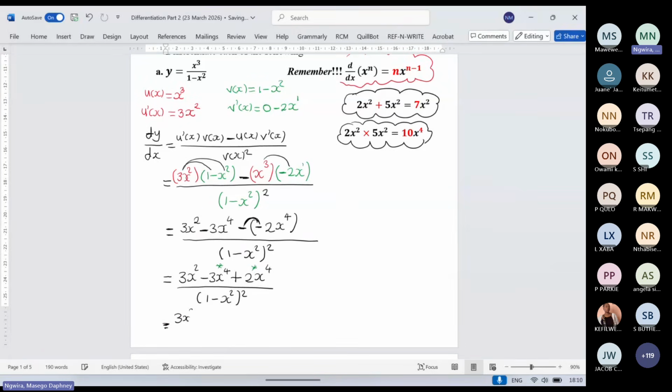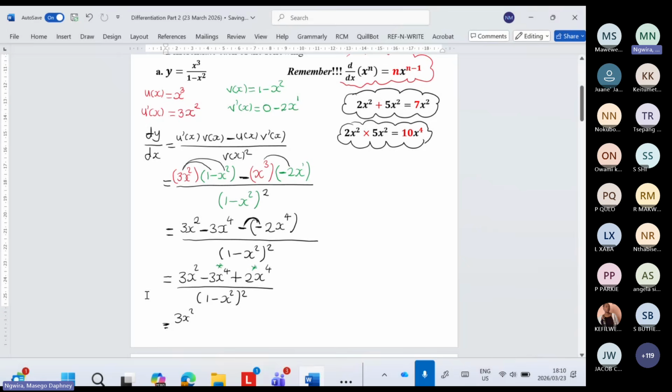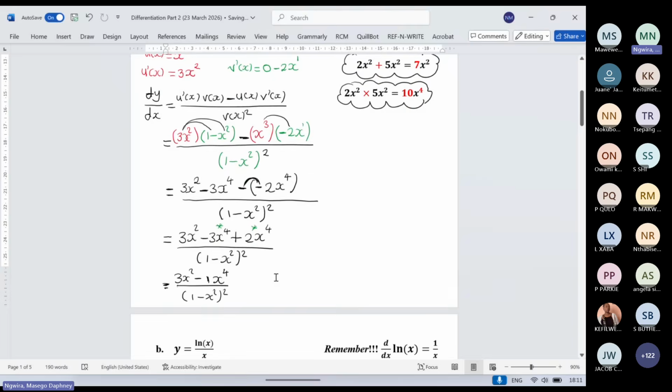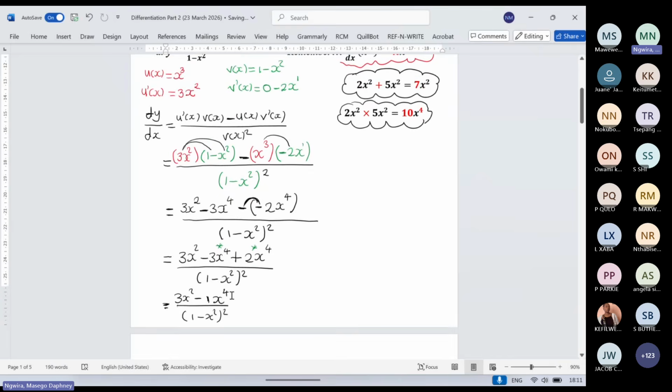3x squared. There's no number with a square. When you're adding, you must add the ones that have the same exponent. Variables that have the same exponent, you can only add. So these two, they have the same, x to the power of 4, x to the power of 4. So I'm going to say minus 3 plus 2, I am going to get a negative. Then this is 1x to the power of 4. You don't need to write the 1. I'm just writing it so that you can understand. Then this whole thing over 1 minus x to the power of 2, then squared. And then that's our final answer. You don't have to write this 1x to the power of 4.